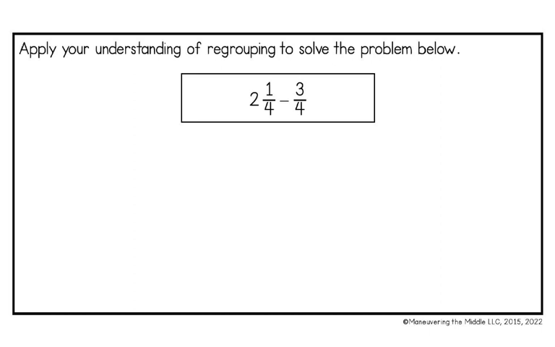So I'm going to take my 2 1/4 and I'm going to turn that into an improper fraction. And I'm going to do this by multiplying my denominator and my whole number. And then I'm going to add my numerator. So I'm going to say 4 times 2 is 8, plus 1 is 9. And our denominator stays the same. So now I have 9/4. And 9/4 is bigger than 3/4, so we're not going to have a problem here now.